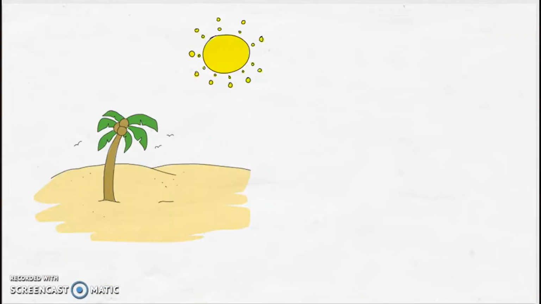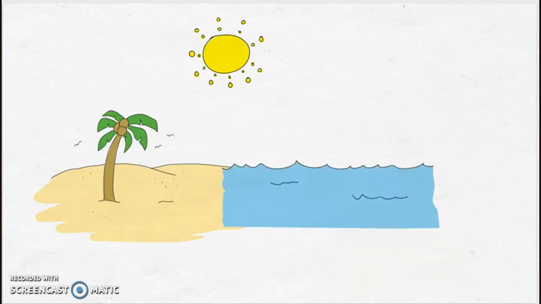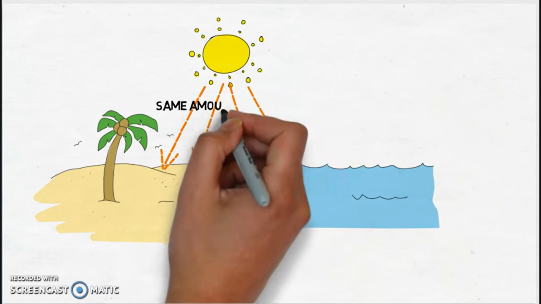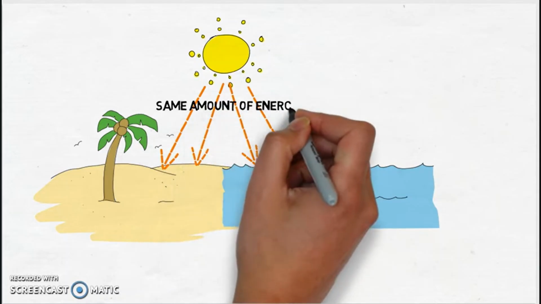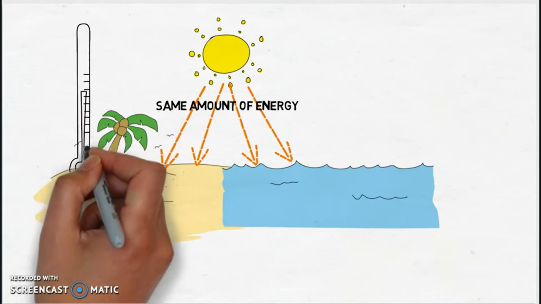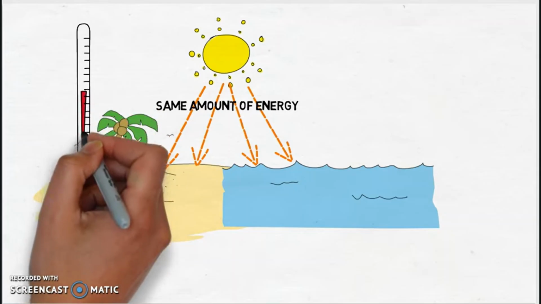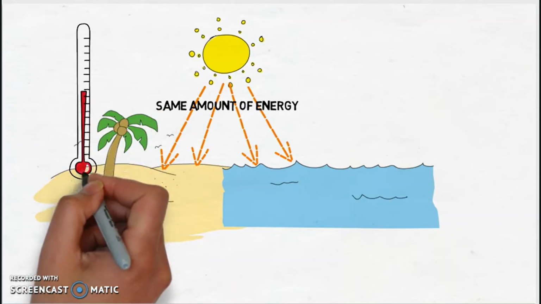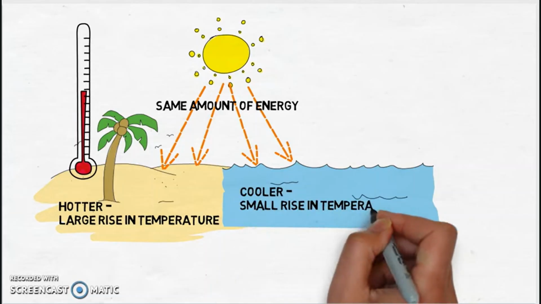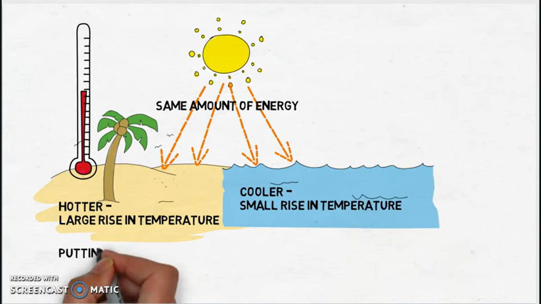Okay, Year 11, today we are going to learn about what specific heat capacity is, and hopefully by the end of this video you'll have a better understanding of what that phrase means. I want you to imagine you're at the beach, and here we've got the sun, and the sun is giving the same amount of energy to both the sand and the water. But even though it's the same amount of energy, you'll notice that the sand actually heats up a lot quicker and to a higher temperature than the water does. So even though it's the same amount of energy, the sand will have a larger rise in temperature than the water.